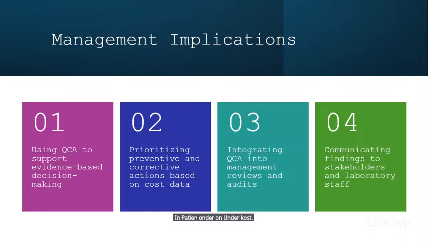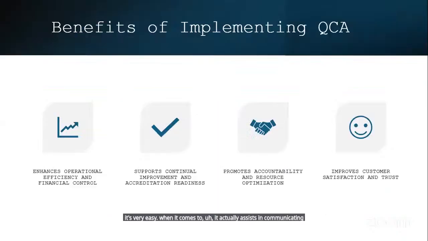delivery? And of course, it helps in communicating findings to stakeholders and laboratory staff, very important. When you have a cost attached to every finding, when you have a cost attached to every error, it actually assists in communicating such processes.